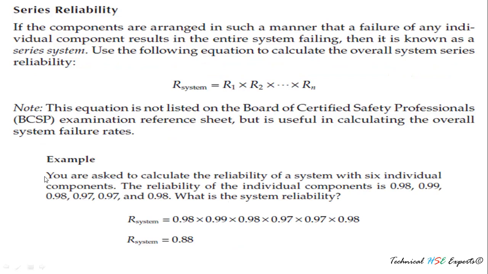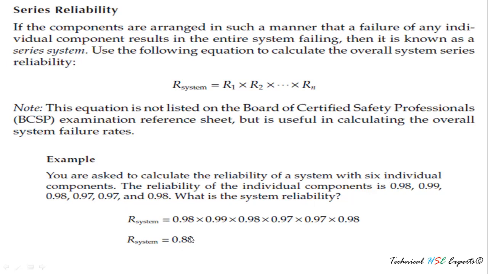See the question, you will understand. You are asked to calculate the reliability of a system with the 6 individual components. The reliability of each individual component is the values they have given. What is the system reliability? So they have given total 6, and they are asking the overall reliability. So we use the multiplication formula directly in order to identify the overall reliability of the system.